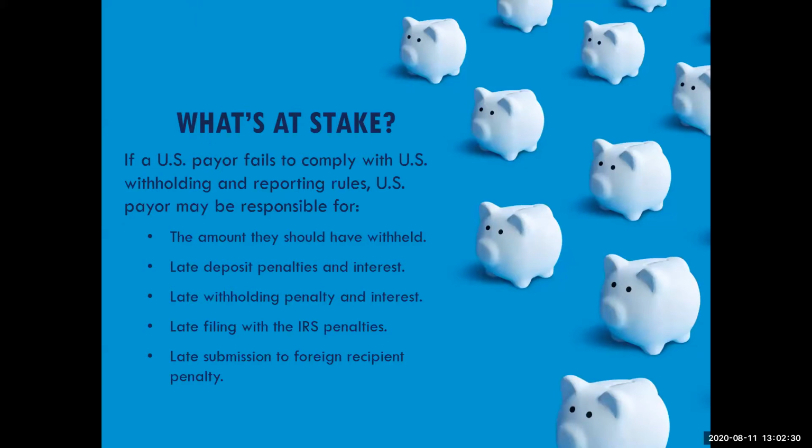So we want to talk about who is a withholding agent, and for that purpose, it's important to understand what's at stake. If a U.S. payer fails to comply with the withholding and reporting requirement rules, there are many implications. One, they could be responsible for the amount that they should have withheld. A late deposit penalty and interest, late withholding penalty and interest, late filing with IRS penalties, and late submission for a foreign recipient penalty.